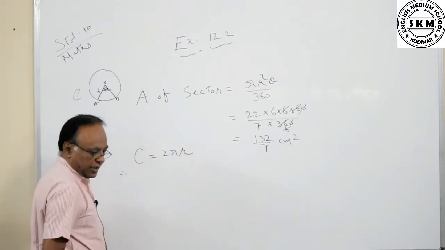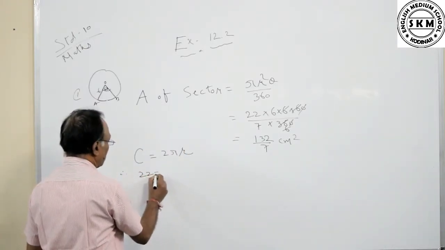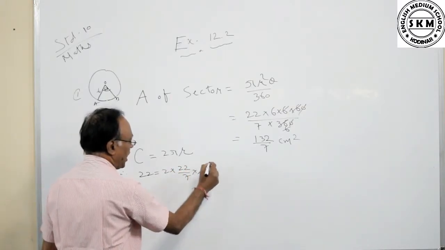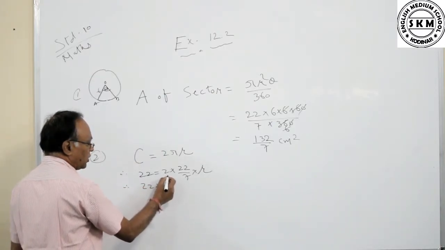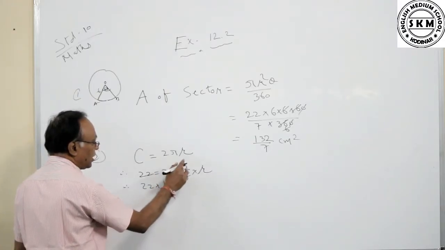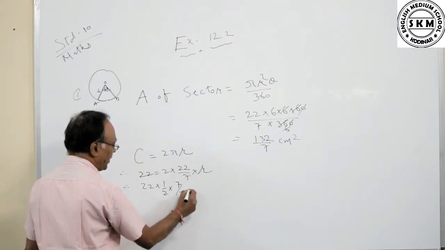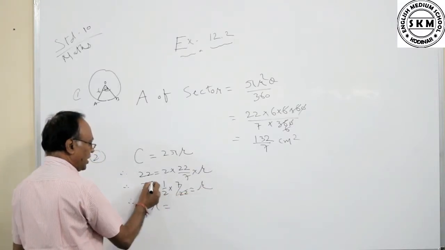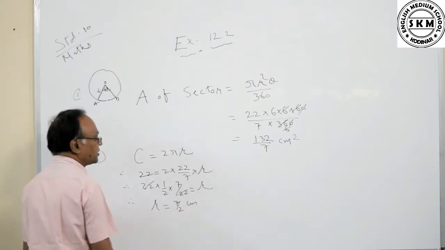Circumference, denoted by C, is equal to 2 pi r. Therefore, the circumference given as 22 is equal to 2 into 22 upon 7 into r. Therefore, taking the reciprocal of 2, which is 1 upon 2, and the reciprocal of 22 upon 7, which is 7 upon 22, is equal to r. Therefore r is equal to, 22 cancels, 7 upon 2 centimeters.